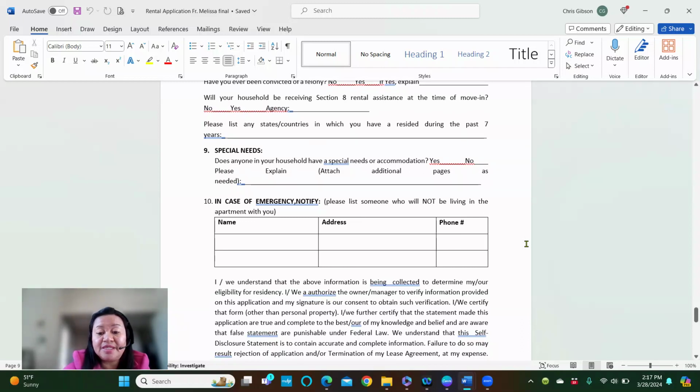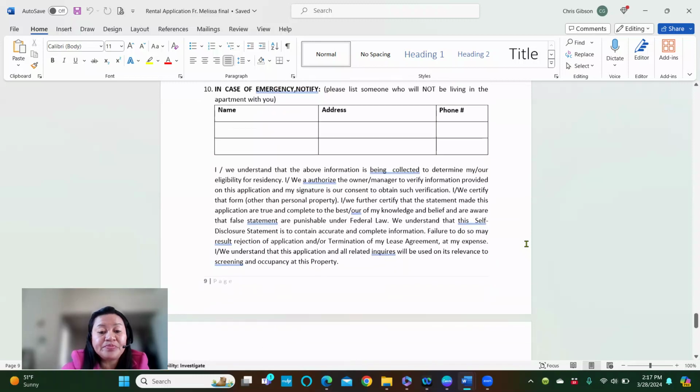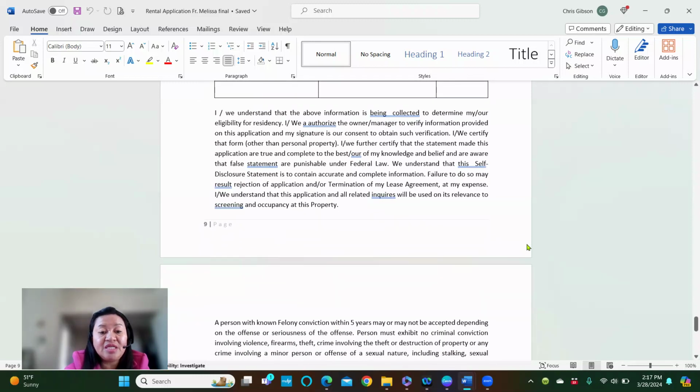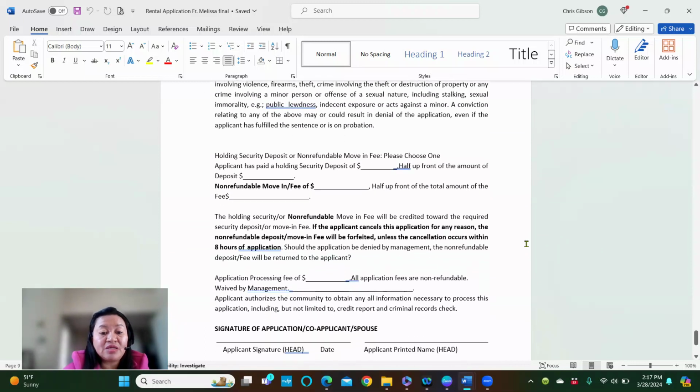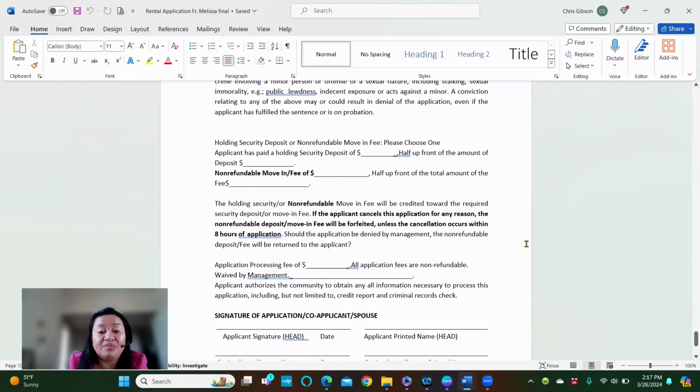In case of emergency, if anything happens, you need to write it down in here, page 9. And also holding security deposit or non-refundable move-in fee. It depends if they agree. We recommend the non-refundable move-in fee. So if they are okay with that, we will continue the application.